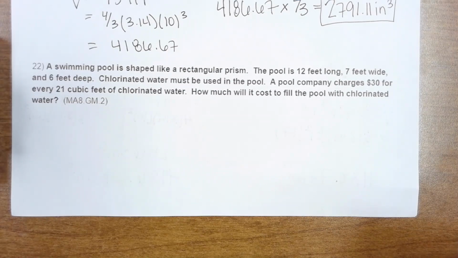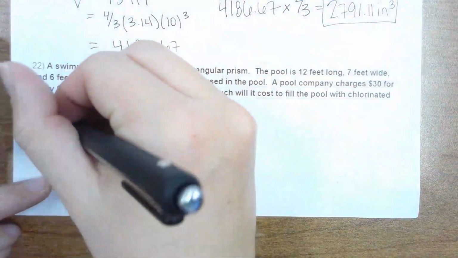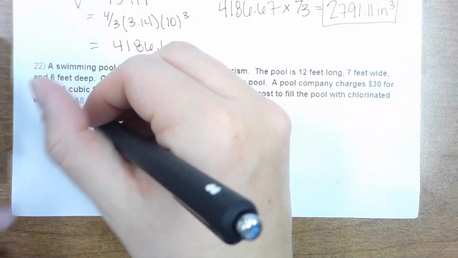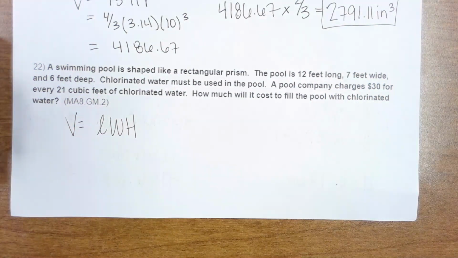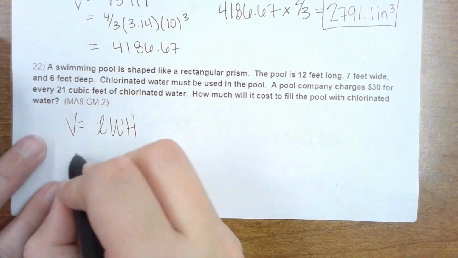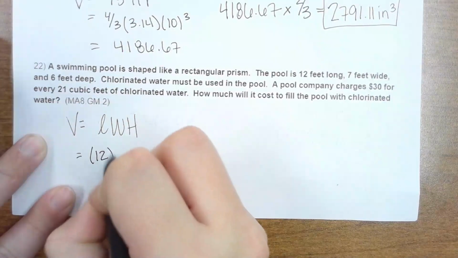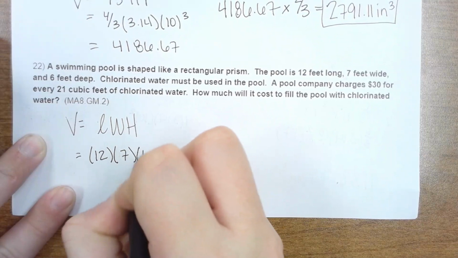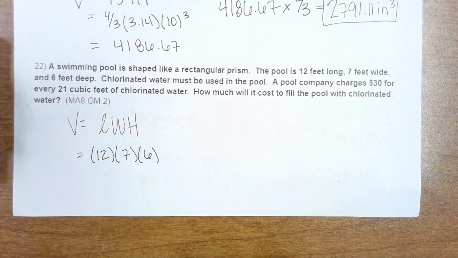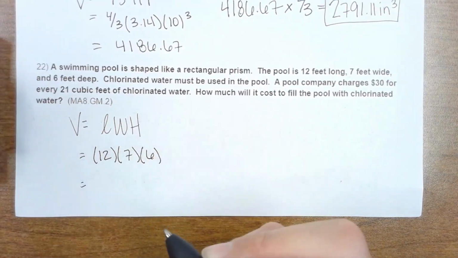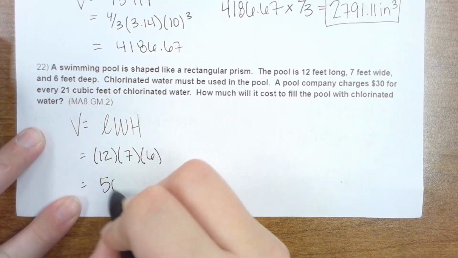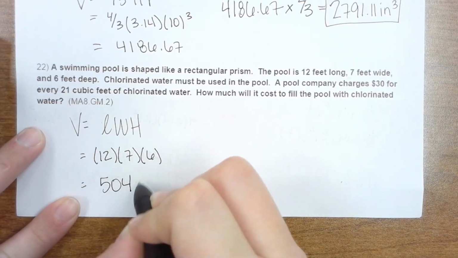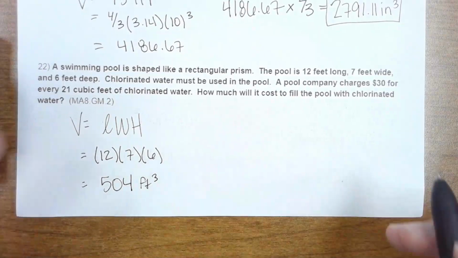All right, so the first step here is to find the volume of the entire pool. So if it's a rectangular prism, our formula is length times width times height. They tell us that our length is 12, our width is 7, and our height is 6. So if you multiply all those numbers, our pool has a total volume of 504 cubic feet.